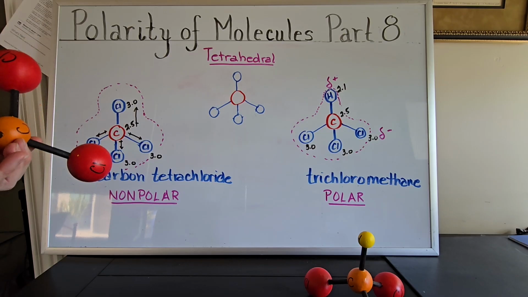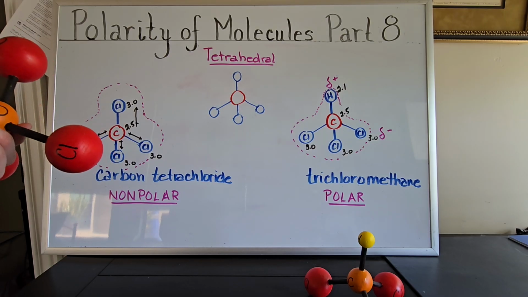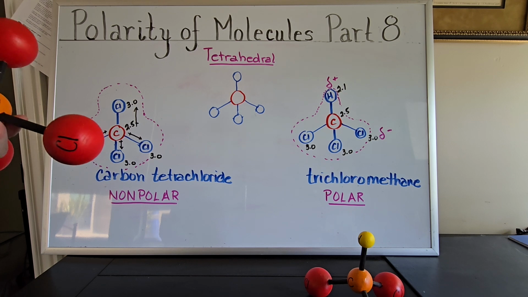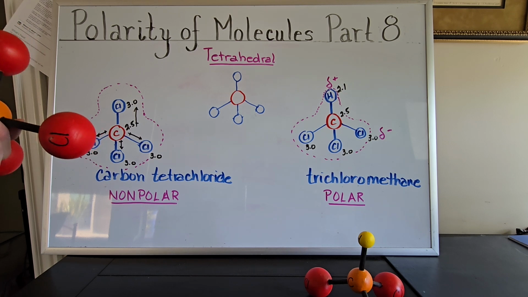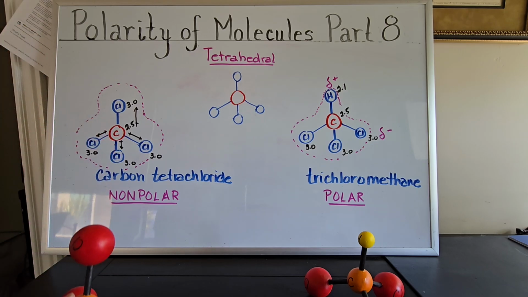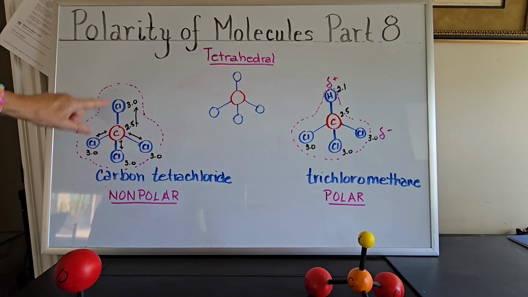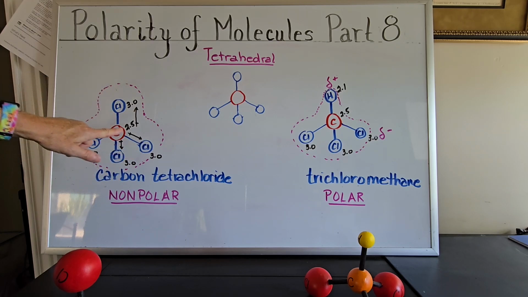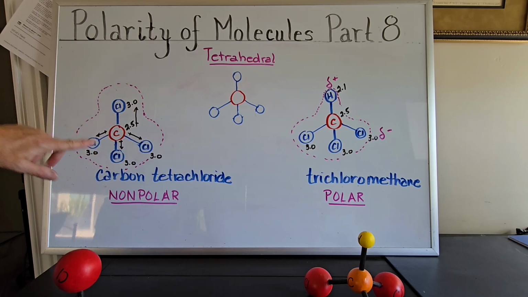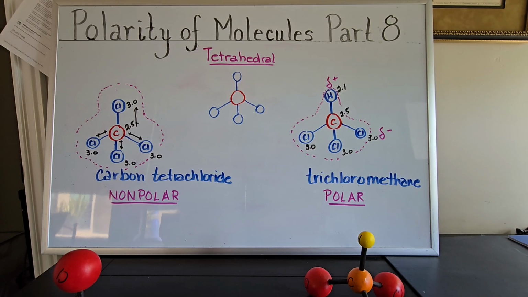Notice all the chlorines have the same electronegativity, so they'll have the same electron pull. And again, with the symmetry, all of the poles basically cancel each other out. That is, this pole will cancel out this one, and this one. So in the electron tug of war, or the electronegativity tug of war, nobody wins. There's no separation of charge.